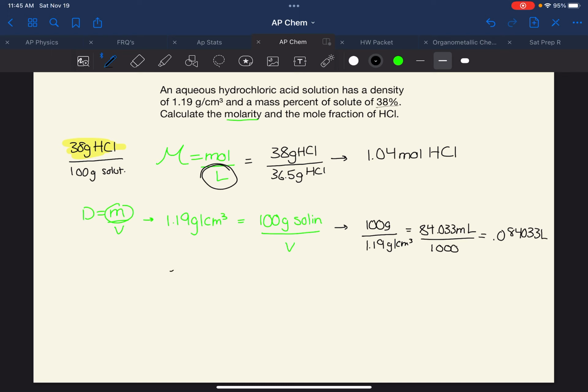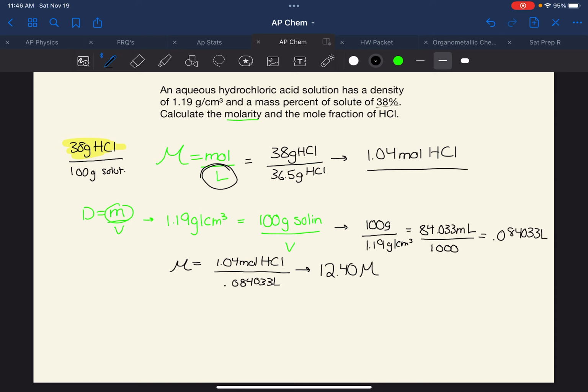Now you have to solve for the molarity. So it's a simple plug-in now. The molarity is going to equal 1.04 moles of HCl, which we found right here, divided by 0.08433 liters, which will give you a molarity of 12.40 molar. And that is the molarity for HCl.